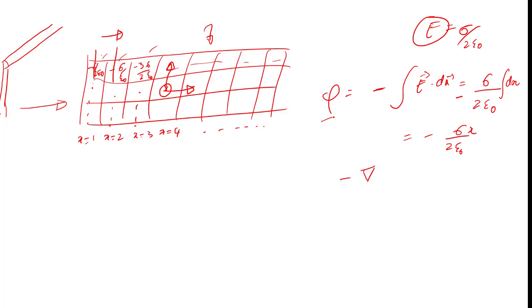So the potential is built in such a way that the gradient is giving you the electric field, whereas the potential itself, the value at A and B, the difference itself is giving you work done per unit charge.